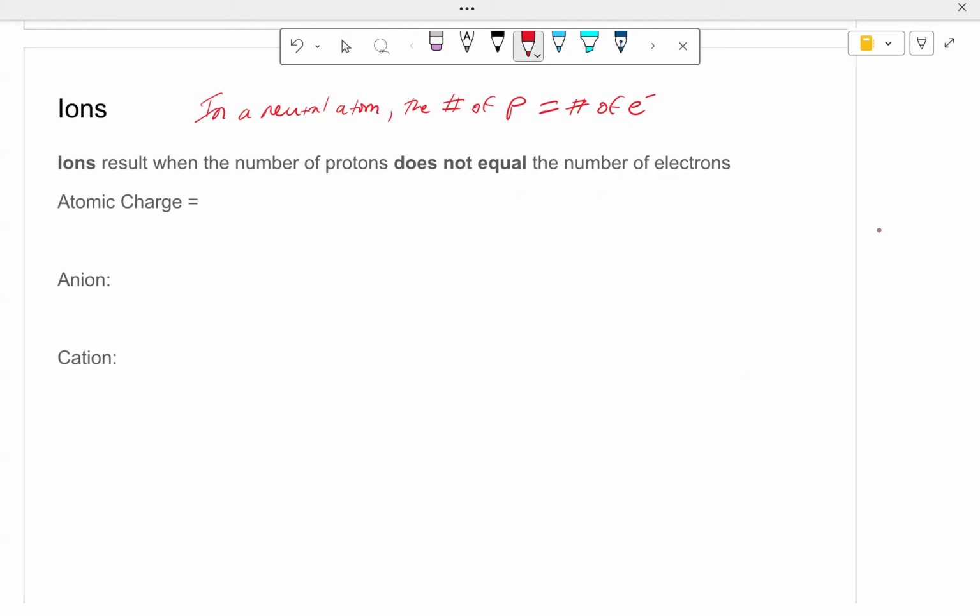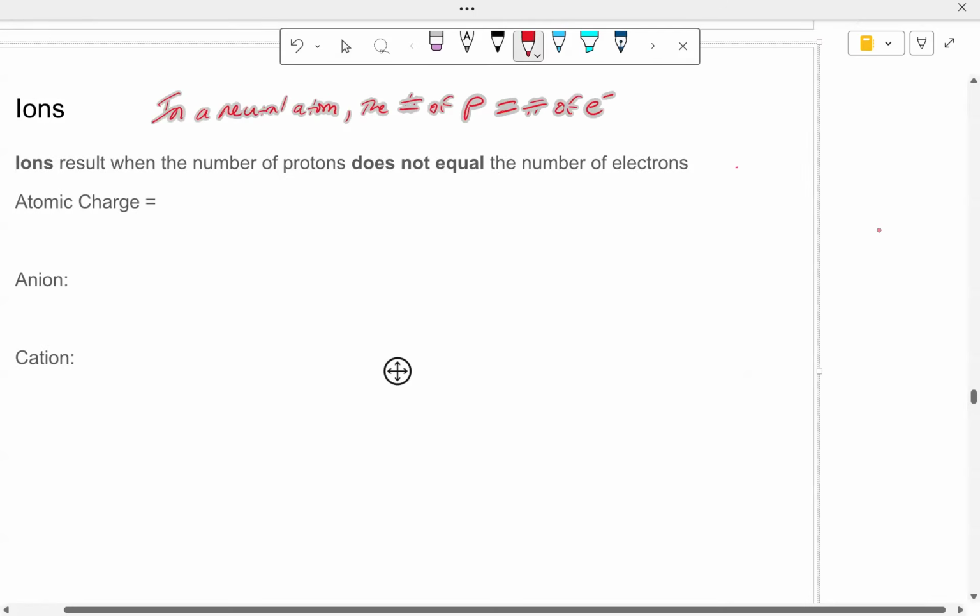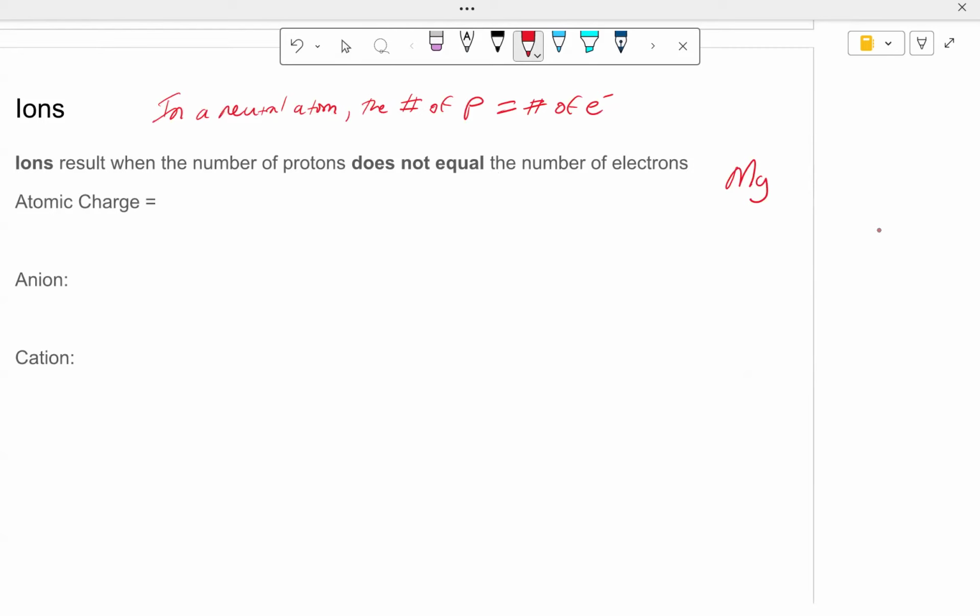So an ion, for example, magnesium. If magnesium loses 2 electrons, it's still magnesium. It just has a charge. It has become positively charged. Magnesium cannot lose 2 protons, otherwise it becomes a different atom, a different element, I should say.